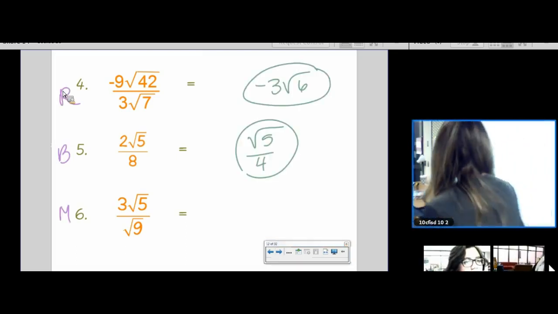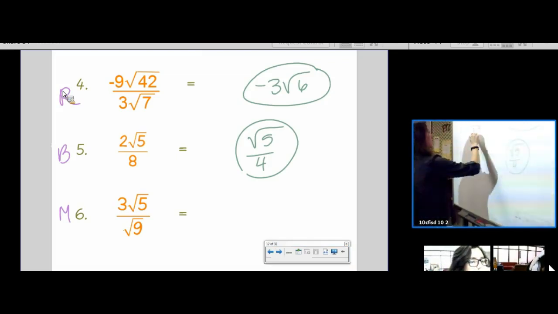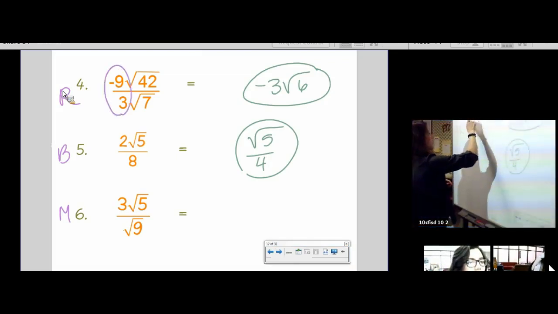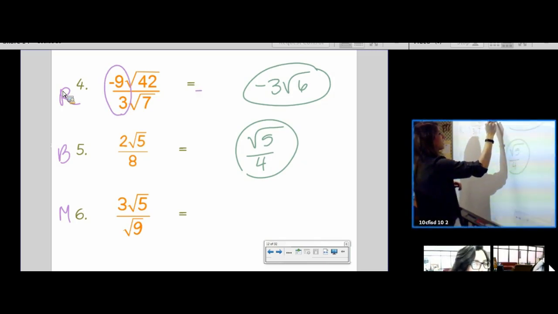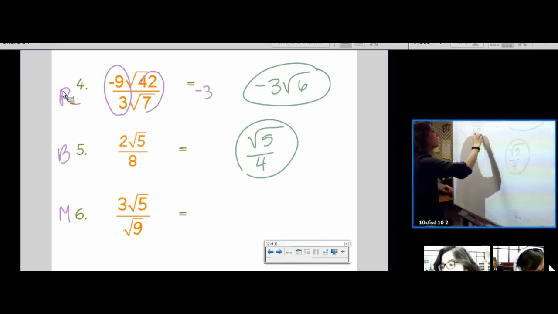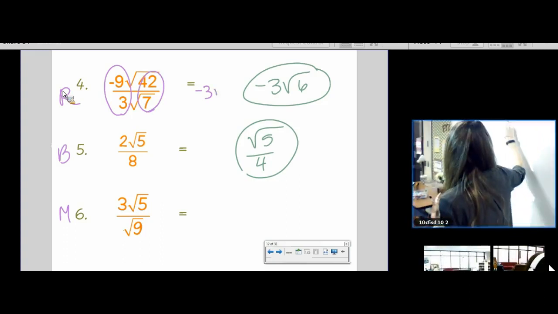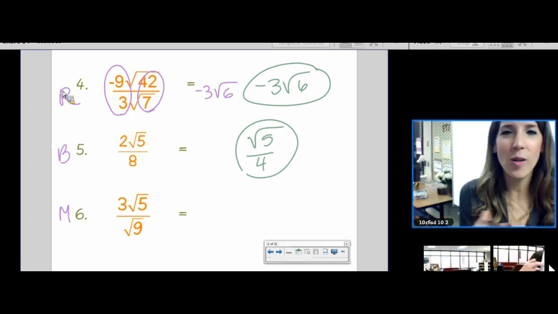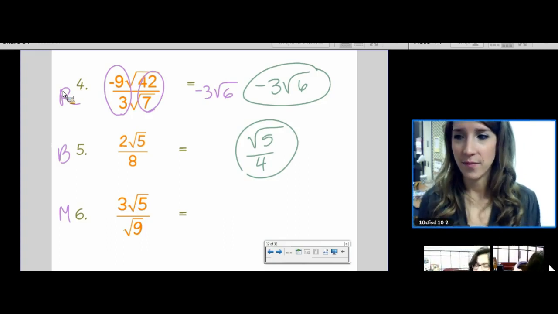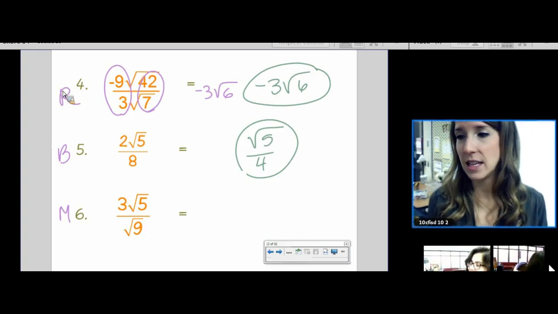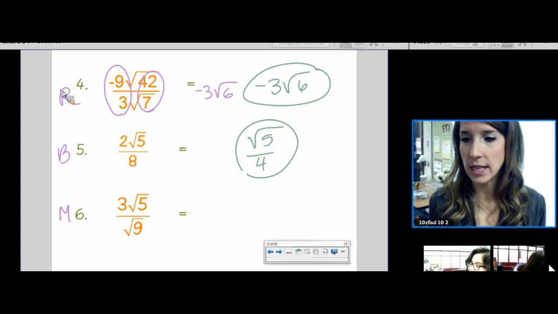All right, so remember, we divide the numbers on the outside separate from the numbers on the inside. Negative 9 divided by 3 is just negative 3, and 42 is divisible by 7. That's really nice. It's square root 6. Once again, you kind of think, oh, that 6 is not reduced, but it really is. It is simplified because it has no perfect squares in it.